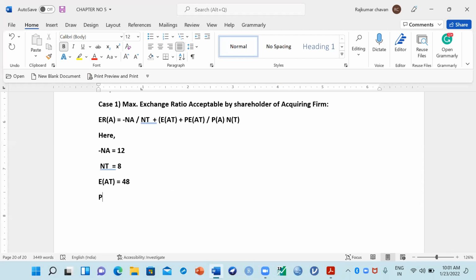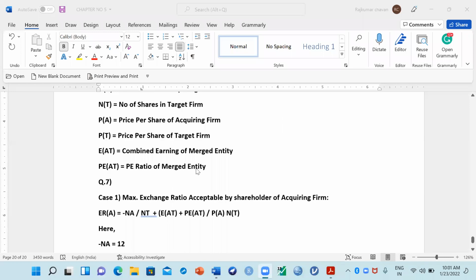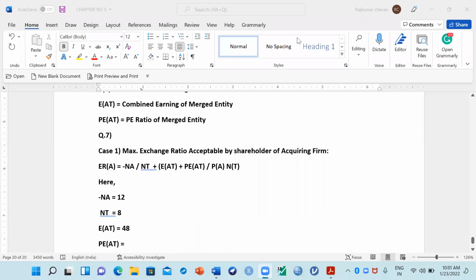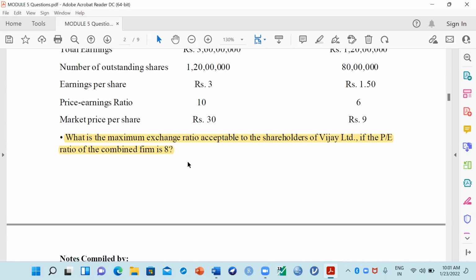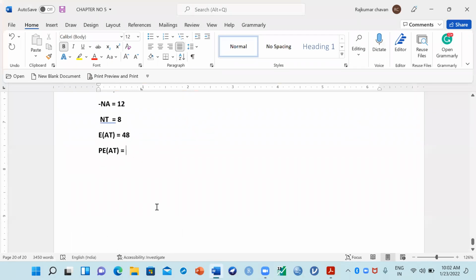Next, PEAT, the price to earning ratio of the merged entity. What is the price to earning ratio if both firms get merged? When there is a maximum ratio, what will be the PEAT? How much do we have to take here? Can you put your answer in the chat box? As per the first case formula, the combined PEAT they have given is 8 over here. Perfect. So PEAT is given as 8, and based on that we have to calculate the exchange ratio.